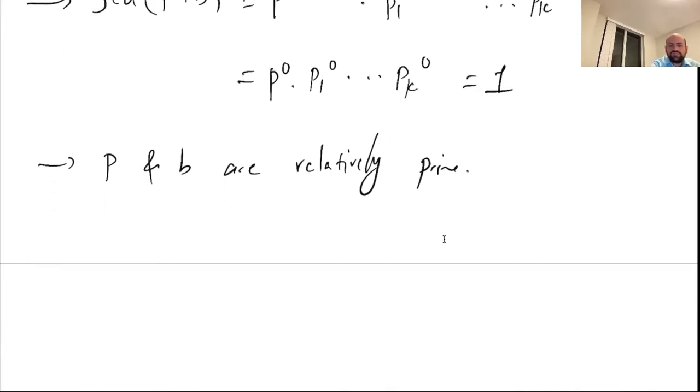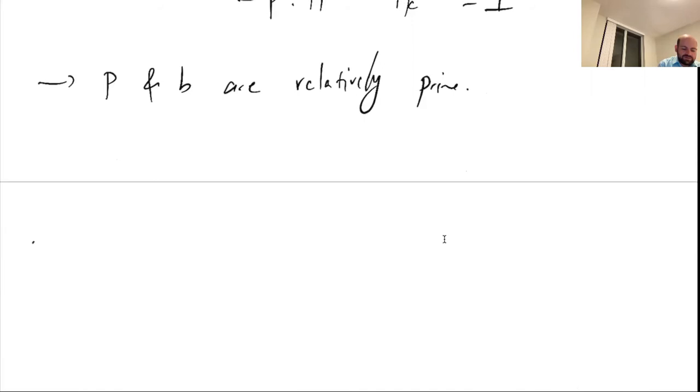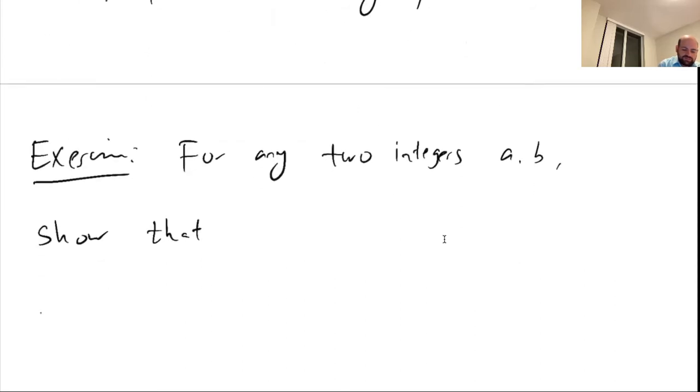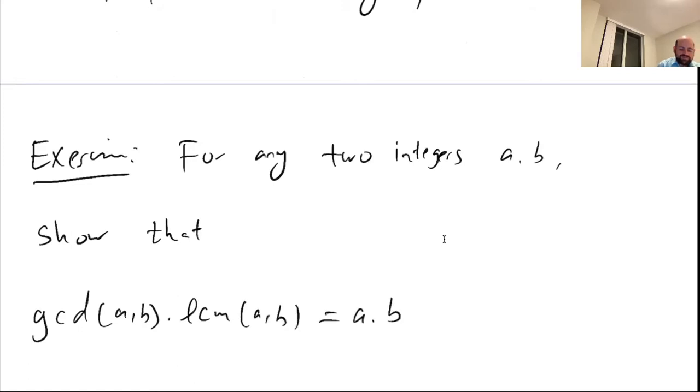Okay, so then another specific exercise, it's also one of the book exercises: for any two integers A and B, show that the GCD of A and B times the LCM of A and B is equal to A times B. So this is an interesting property that whenever you multiply the GCD and LCM, you get the product of A and B.